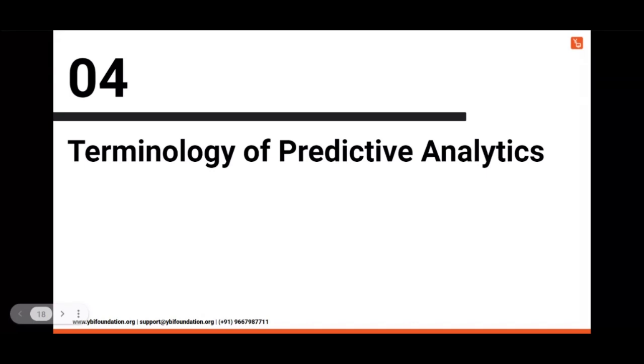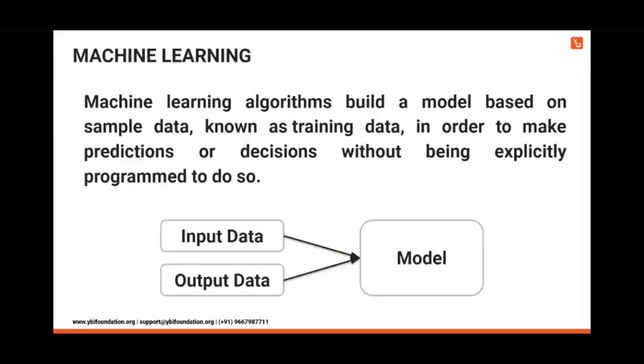So that is the use cases, different use cases, selective use cases we have picked. And you just go from domain to domain, you go from role to role, you go from industry to industry, you will find that predictive analytics in one way or another is being used across the domain. Now let's understand some terminologies.